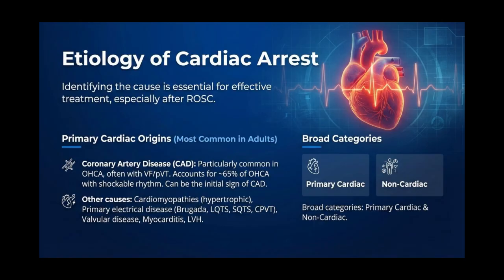In addition to coronary artery disease, there are other cardiac etiologies associated with sudden cardiac death due to ventricular dysrhythmias. These include cardiomyopathies, such as hypertrophic cardiomyopathy, and primary electrical heart diseases like Brugada syndrome, long QT syndrome, short QT syndrome, and catecholaminergic polymorphic ventricular tachycardia. Other contributing factors may involve valvular heart disease, myocarditis, and left ventricular hypertrophy.